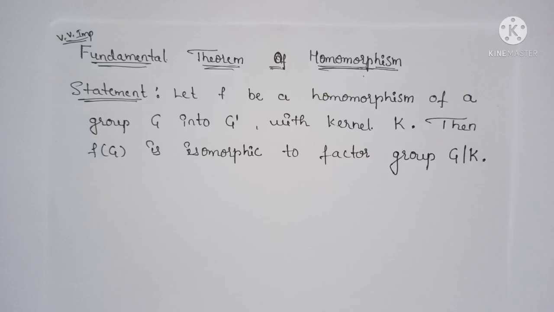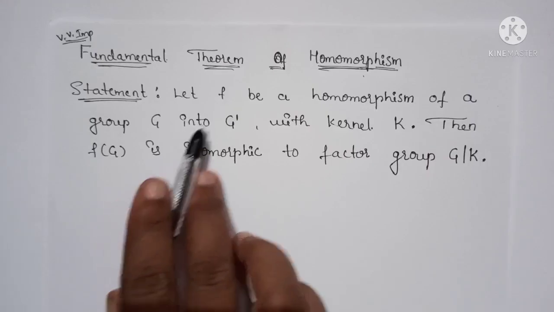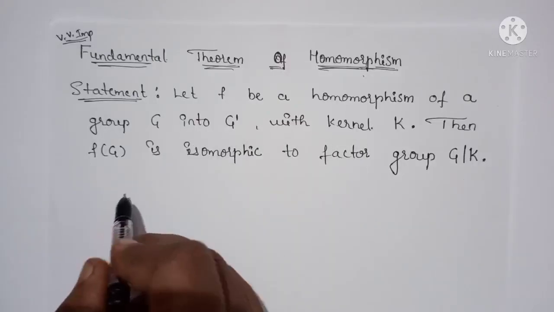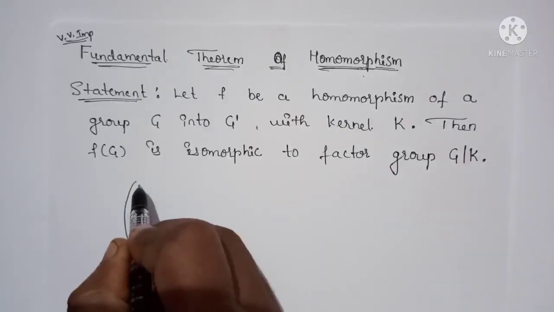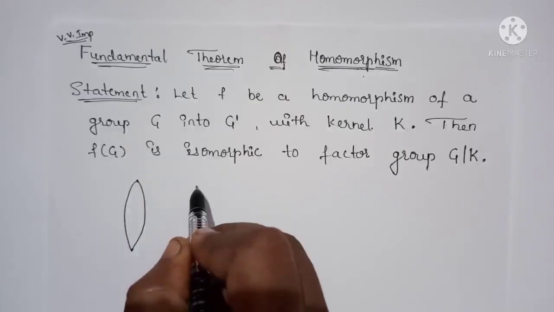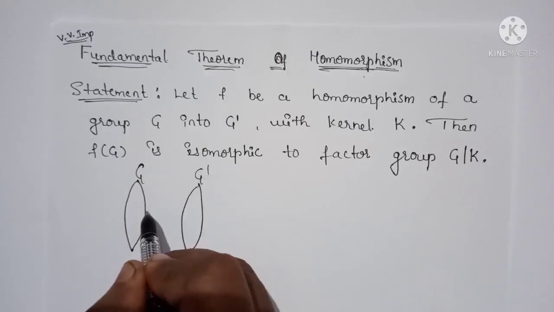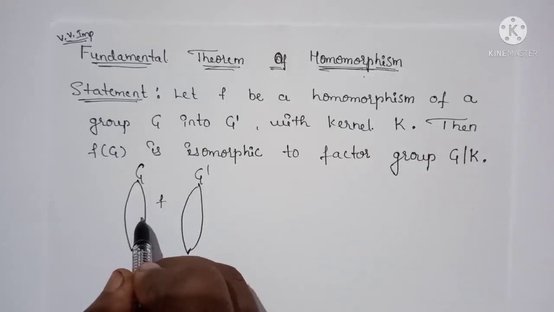Let f be a homomorphism of a group G into G', with kernel K. Then f(G) is isomorphic to the factor group G by K. So here it is given that f from G to G' is a homomorphism. So then we have a group G to G', and here there exists a homomorphism.